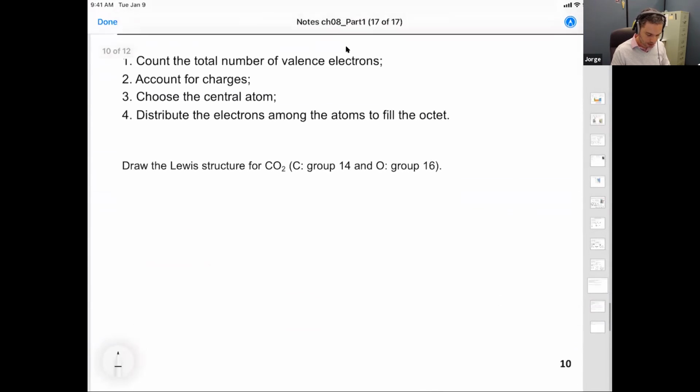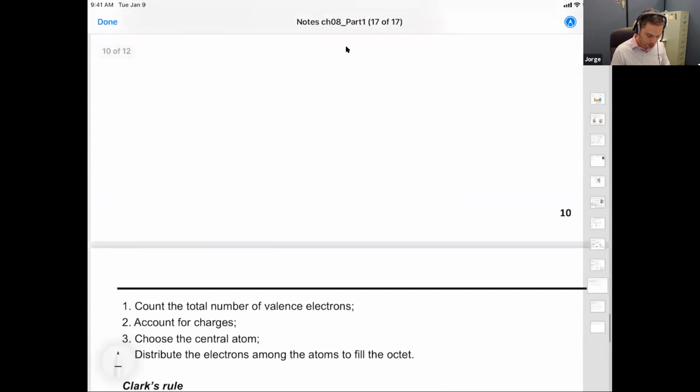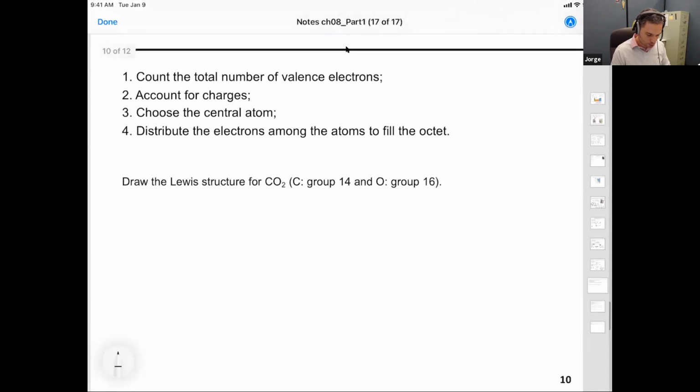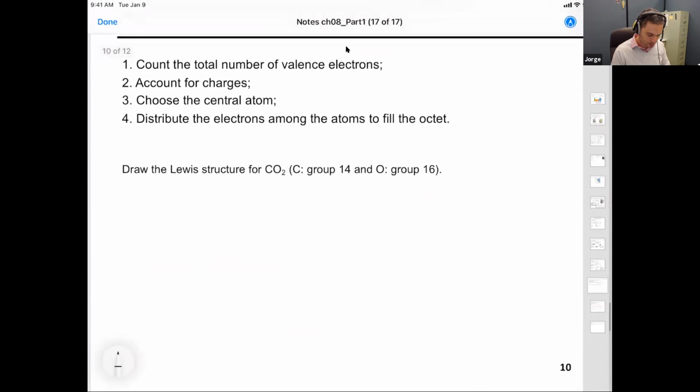All right, and let's do one more example, and then I will show you the Clark's rule. Okay, last example here is the structure of CO2.